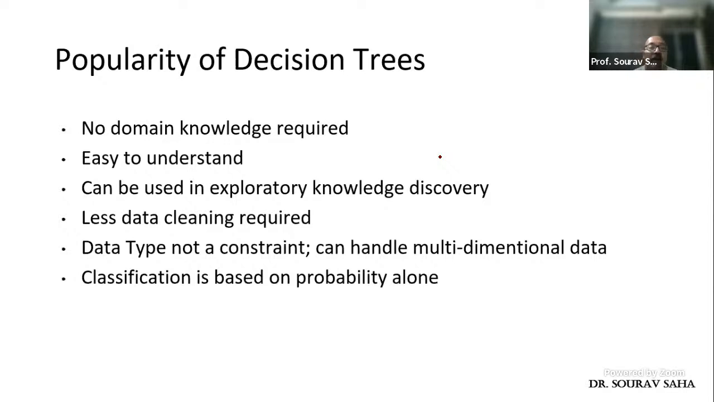But for numeric values, the problem is there. What happens is that you can't have one branch each for the different numerical values, right? Internally, what it does is that for the numerical values also, it creates some kind of categories.